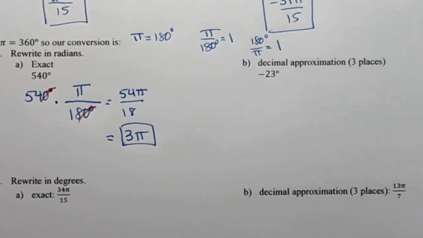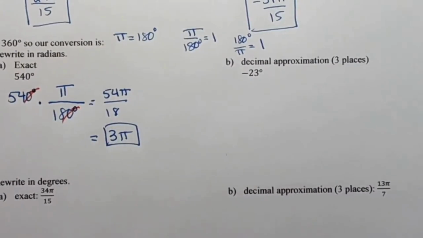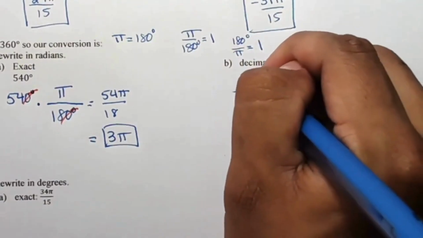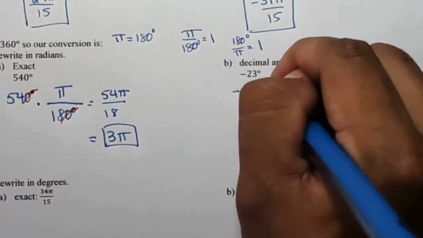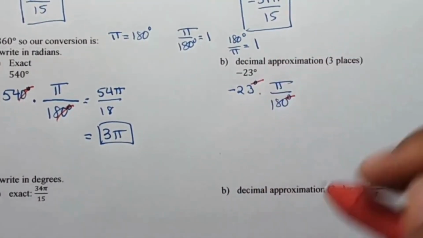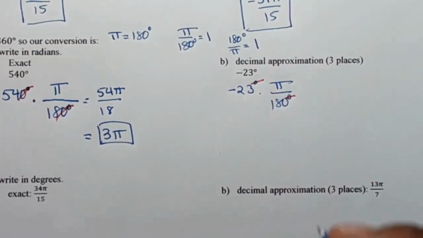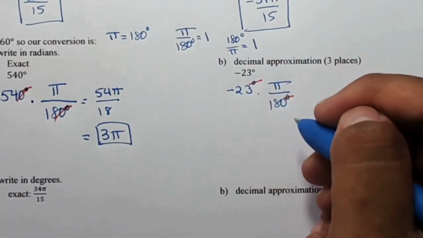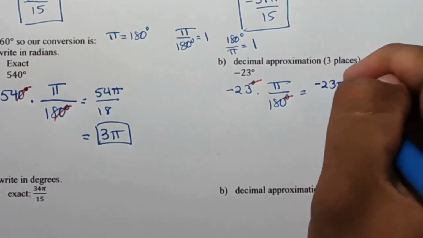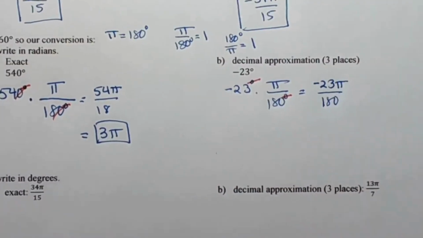Well, what about B? Negative 23 degrees. How do I convert that? Well, again, what we're going to do is just multiply it by pi over 180 degrees, because the degrees here cancel off. You are doing dimensional analysis. So what I'm going to do here is just multiply straight across. So negative 23 pi over 180. And that's it.